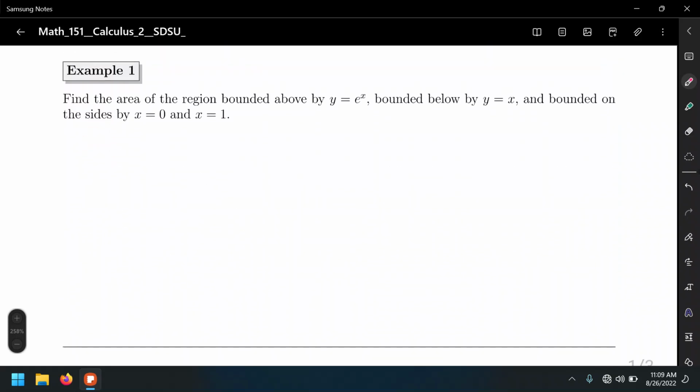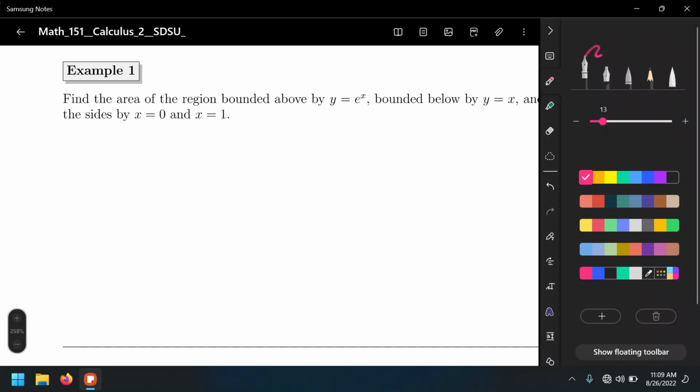Okay, so example number one, a good example as a warm-up where everything is explicitly specified. They're asking us to find the area of the region bounded above by y equals e to the x. They're telling us that that's the top, and bounded below by y equals x, they're telling us that that's the bottom function. And they're also giving us the limits of integration, bounded on the sides by x equals 0 and x equals 1.